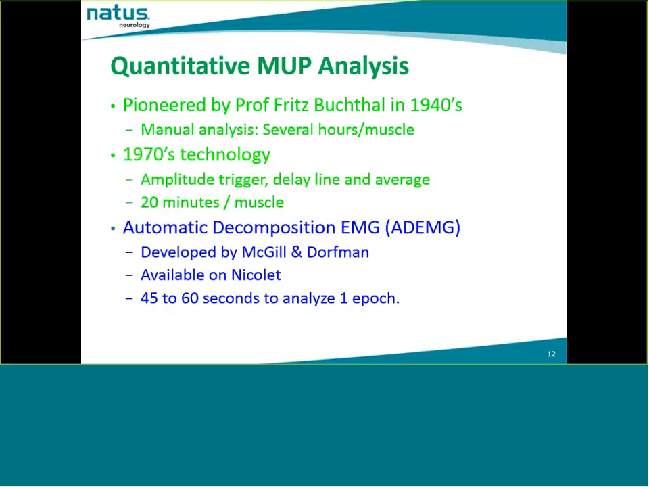In the 80s, there came an algorithm called automatic decomposition EMG, or ADEMG. It was developed by Professor McGill and Dorfman, and it used to be available exclusively on the Nicolet system. This algorithm would analyze a 10-second epoch or a slightly longer epoch in about 45 to 60 seconds. It would decompose it and give you 4, 5, or even more motor unit potentials contained in the signal. That was a significant improvement, but 45 to 60 seconds was still a lot of time to wait.